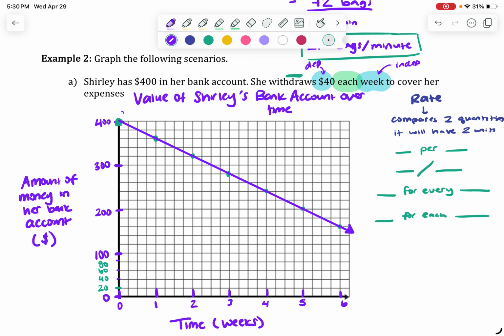But I am not going to put an arrow on this side. And the reason being is because it doesn't indicate to me that she has more money or had more money in the account and she was withdrawing before this. So I'm just going to leave it as an endpoint.